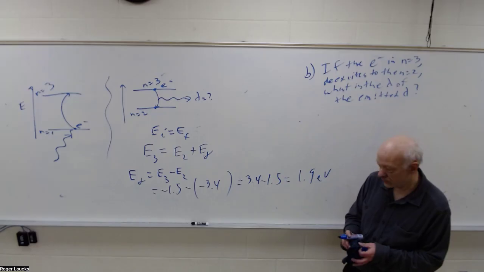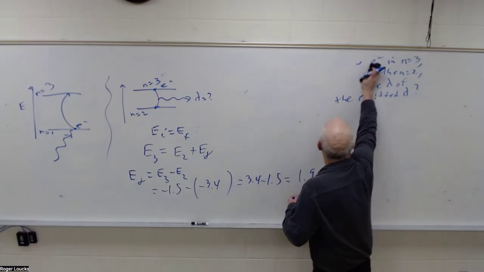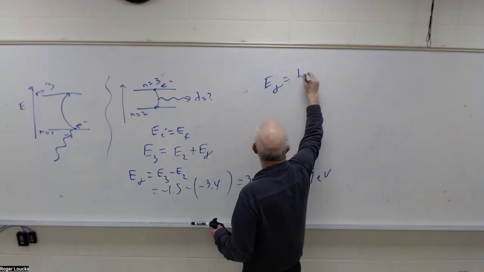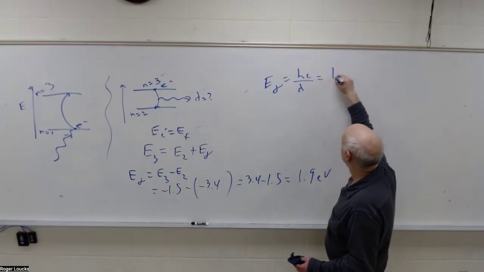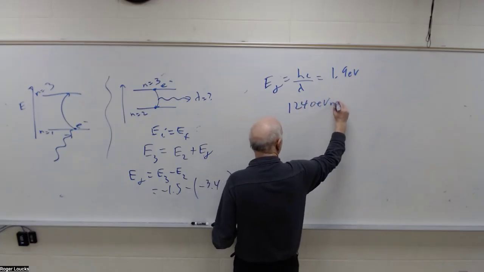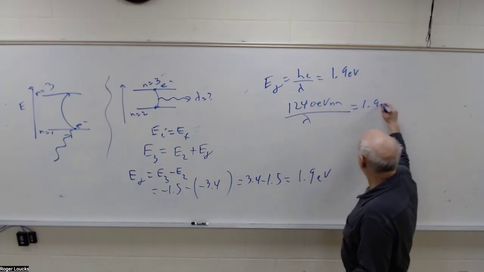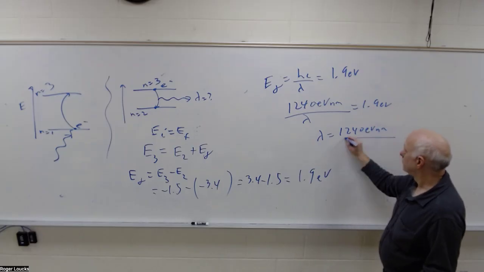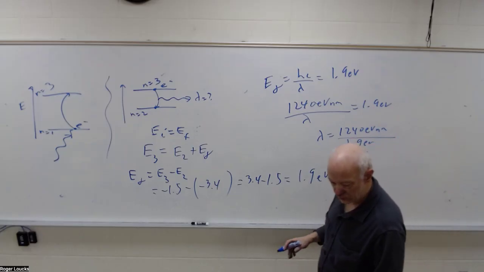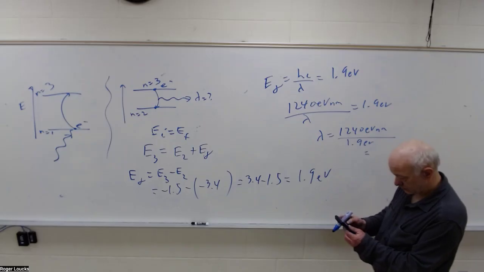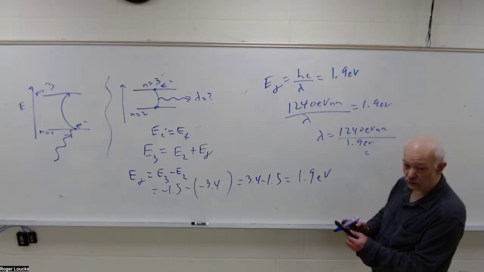Okay, now what? The same thing. So we have our lambda. Now our buddy here, hc, is 1240 eV nanometers. Lambda equals 1240 eV nanometers over 1.9 eV. Let's punch this out. 76 something.